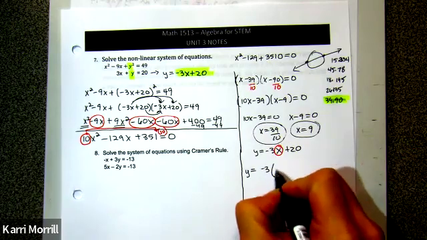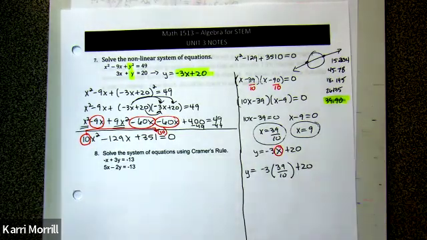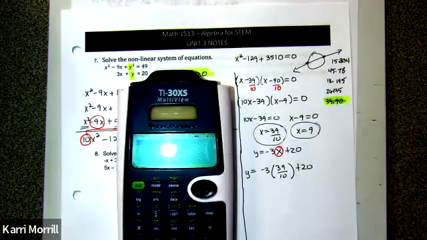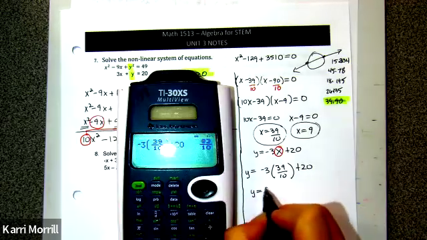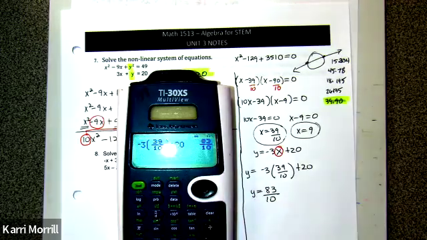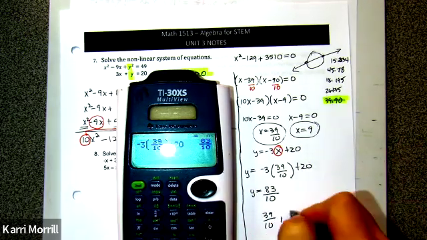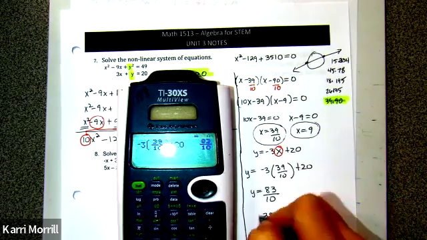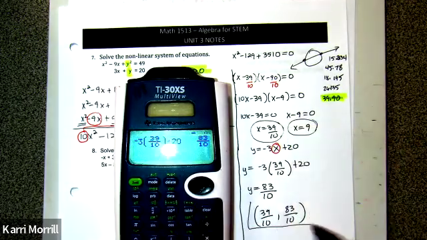So -3 times 39 over 10 plus 20. I would just type that into my calculator: -3 times the fraction of 39 over 10, plus 20, is y equals 83 over 10. So one ordered pair is 39 over 10 and 83 over 10. That's one ordered pair that goes with that x.